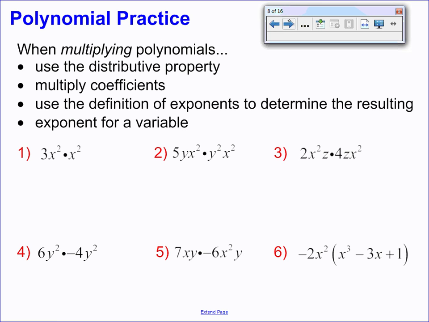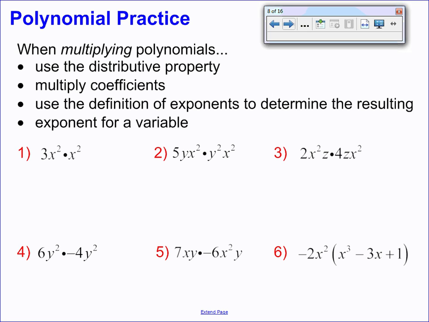Now let's go ahead and switch gears to multiplication. So when multiplying, it doesn't matter if the different factors in my product have like terms or not. We can multiply any term times another term. So we follow our distributive property if there's parentheses. We multiply coefficients, and we use the definition of exponents to determine the resulting exponent for a variable. In other words, we do the same thing that we did back in Unit 3.